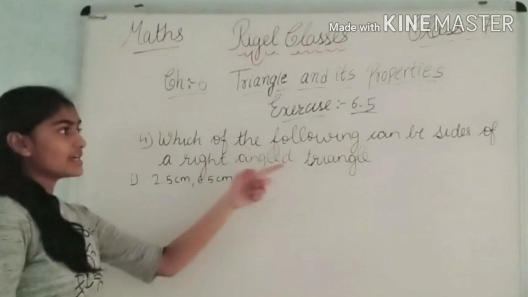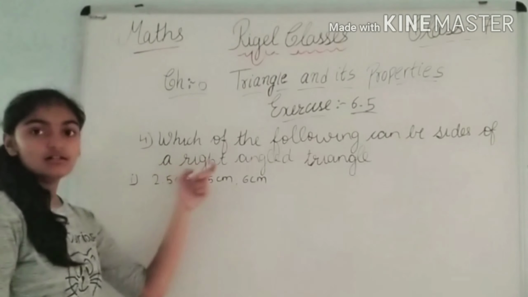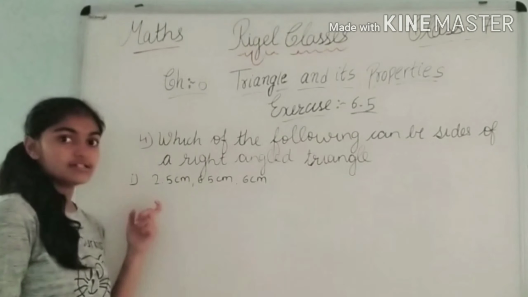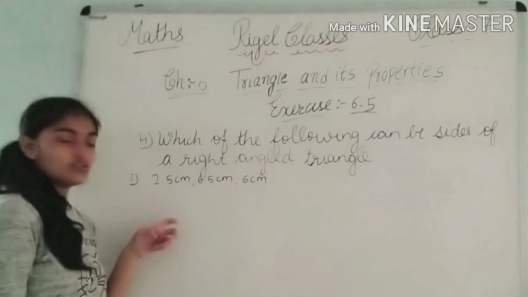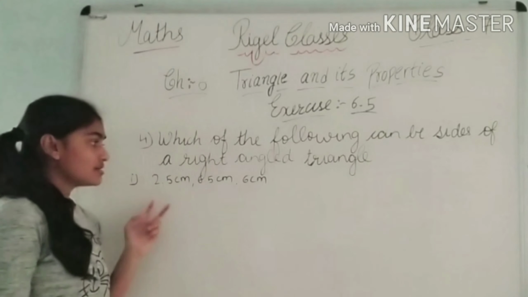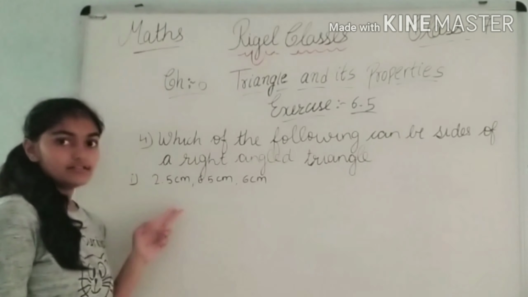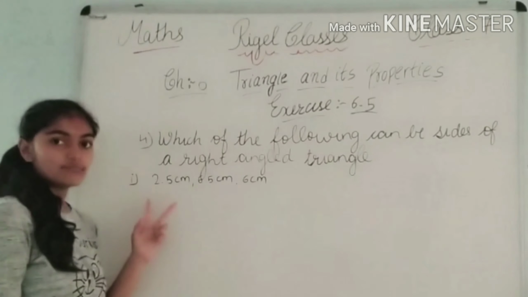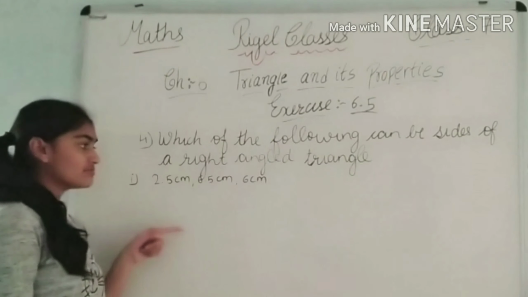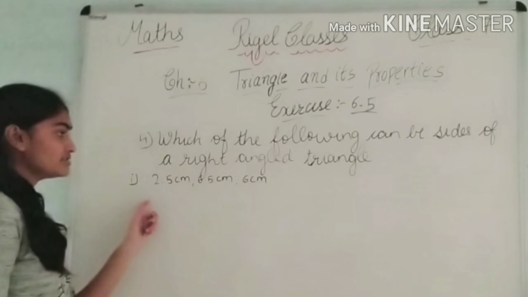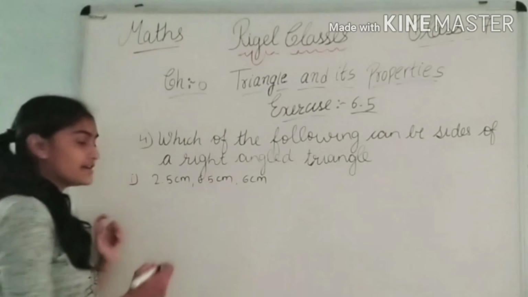Which of the following can be sides of a right angle triangle? So from this we need to find that whether it is a right angle triangle or not. So we have property that if it is a right angle triangle, then it will follow Pythagoras theorem. Pythagoras theorem is sum of square of two sides equals the square of hypotenuse. So first we will find the square of all the three sides.